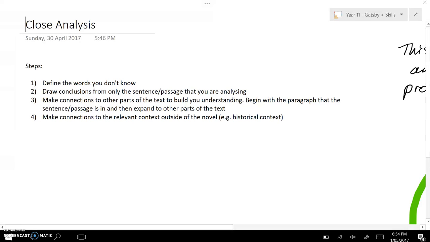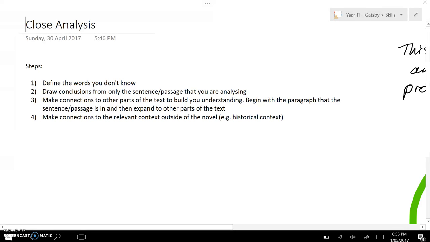The third step is to make connections to other parts of the text to build your understanding, beginning with the paragraph that the sentence or passage is in, and then to expand to other parts of the text. The basic principle here is that sentences only really make sense when you see them in the context of other sentences and ultimately in paragraphs. Paragraphs only make sense when you read them with the paragraph before it and the paragraph after it, and then those only make sense if you read the whole chapter. And then the chapter only makes sense if you read the whole book. You get my drift. So starting off small.